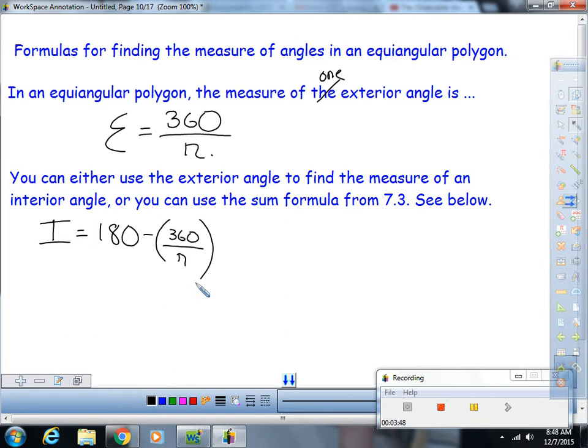What's a completely different way to find the interior angle? Find the sum of the measures of the angles. How do you do that? And then do what to find the measure of each angle? Divide by n. And, you know, amazingly enough, these two things obviously equal each other. So far, so good?